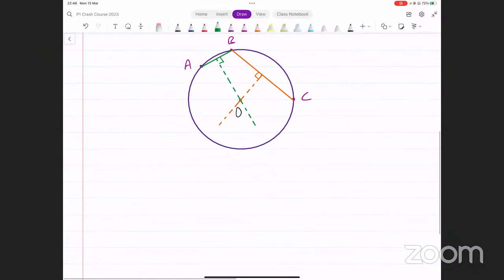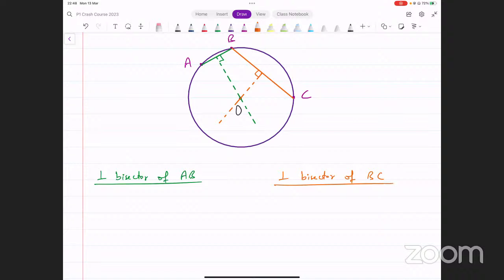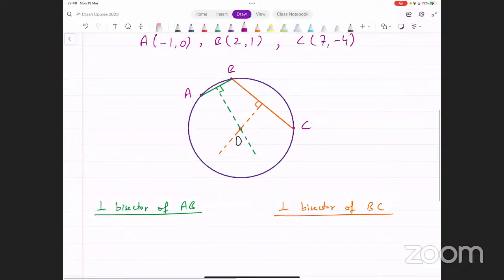All right, so that's all that we have to do now. Let's do that. One thing that we're looking for is the perpendicular bisector of AB, and we're looking for the perpendicular bisector of BC. These two things are what we're looking for. Now let me write down their coordinates here. A is (-1, 0), B is (2, 1), and C is (7, -4).